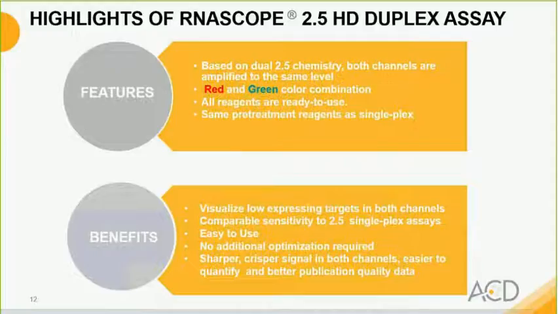Now, these features allow you to visualize low-expressing targets in both channels. It has comparable sensitivity to 2.5 singleplex assays. It's easy to use and no additional optimization is required. This kit results in sharper, crisper signal in both channels, which is easier to quantify and produces better publication-quality data.